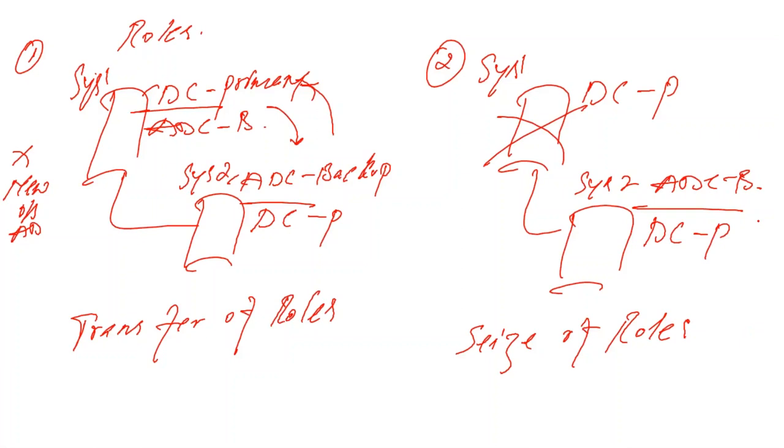But remember, when I run this seize of roles command, this machine is currently an ADC, and the ADC has the information of the DC. So when I run this command, it will take some time, nearly 90 seconds.